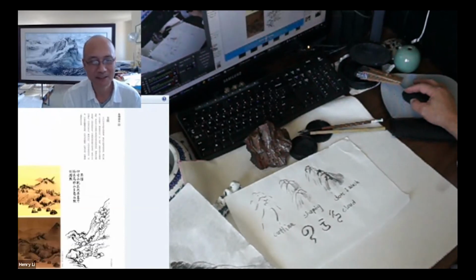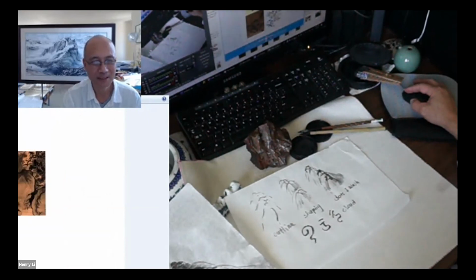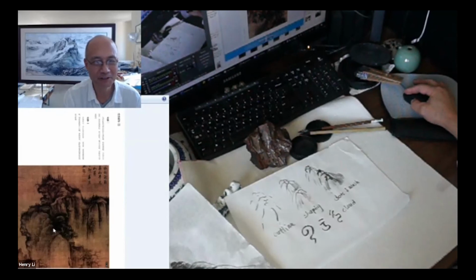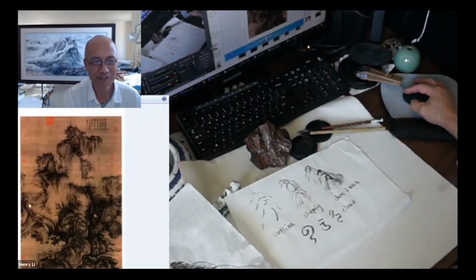Yu Zhen, another master in the Yuan dynasty. Okay, this one I copied earlier. I think I have a video on YouTube. Guo Xi, monumental landscape in Northern Song. He defined the 3 views. In this painting, you can see all 3 in play. The high view, the flat view, and the deep view. Deep means overlapping.